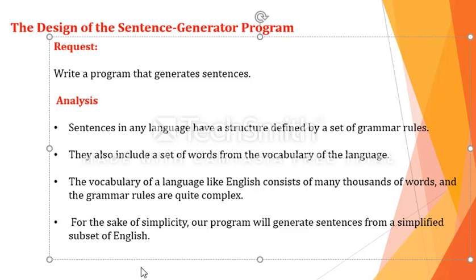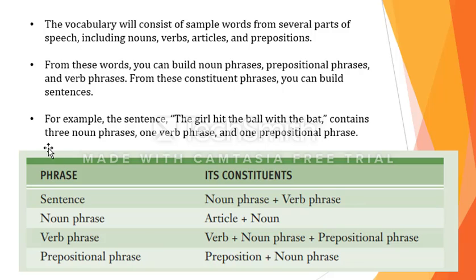So this is the analysis part that has been observed. Next, there are some more things. The vocabulary will consist of simple words from several parts of speech, like nouns, verbs, articles and prepositions. See, any basic English sentence is formed with these four things: nouns, verbs, articles and prepositions. Okay, we already know this, we might have done it in English classes. So nouns, verbs, articles and prepositions, these are the four main parts that any sentence contains.